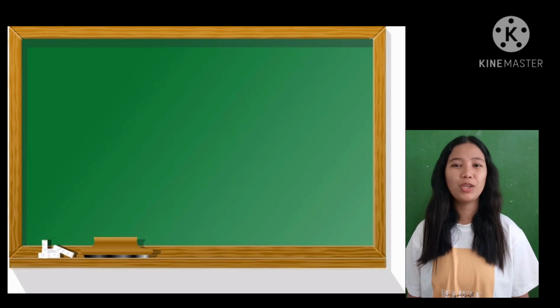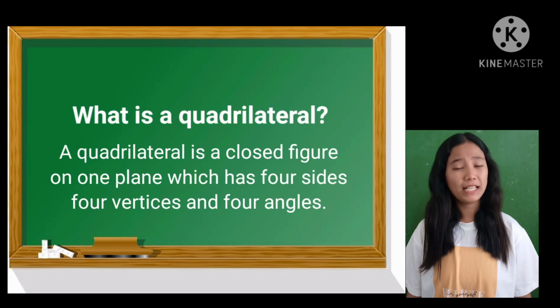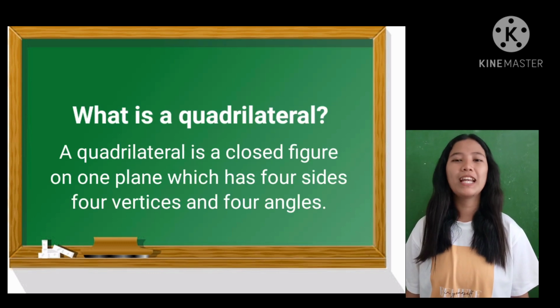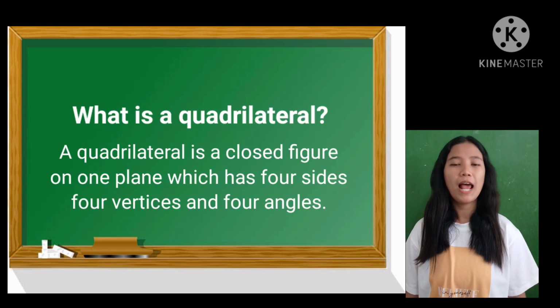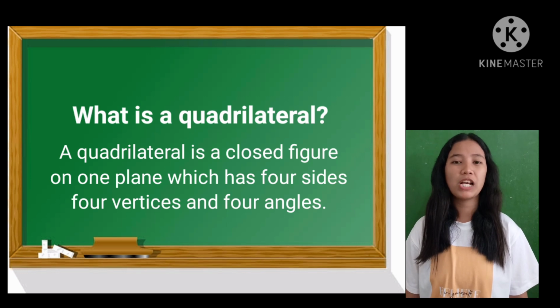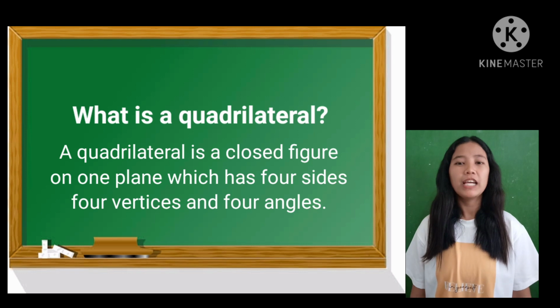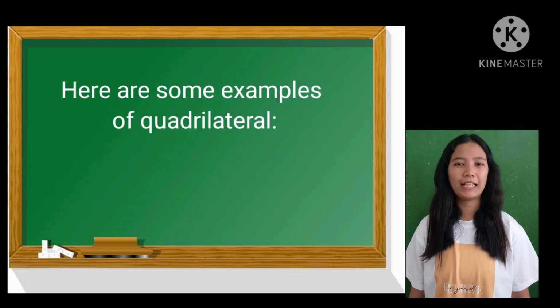So, for today's video, we are going to discuss quadrilaterals. What is a quadrilateral? A quadrilateral is a closed figure lying on one plane, which has 4 sides, 4 vertices, and 4 angles. Here are some examples of quadrilaterals.